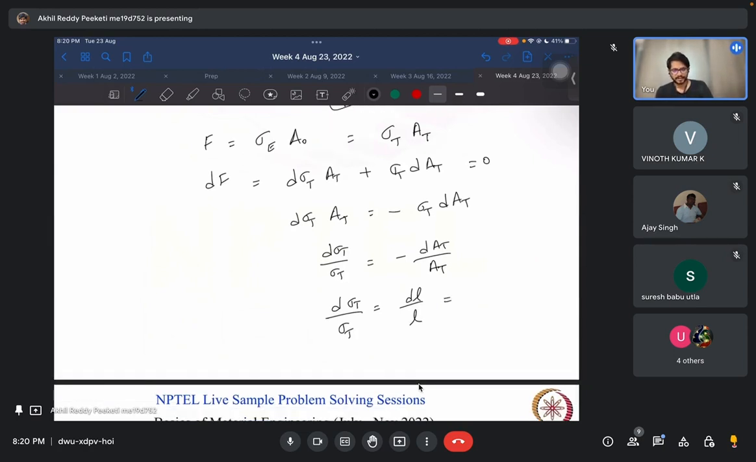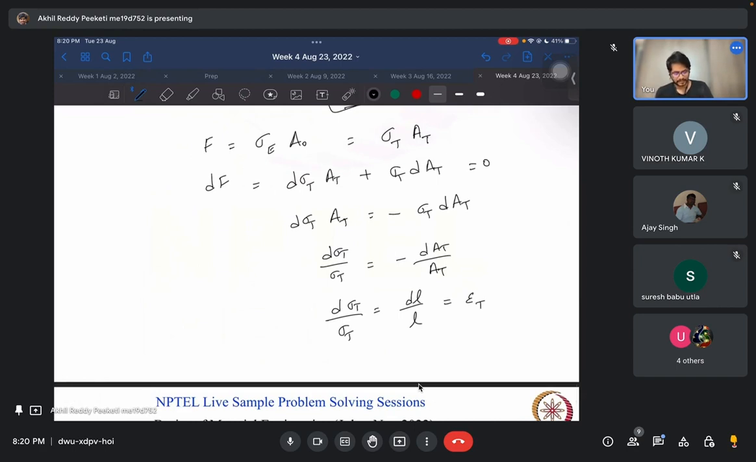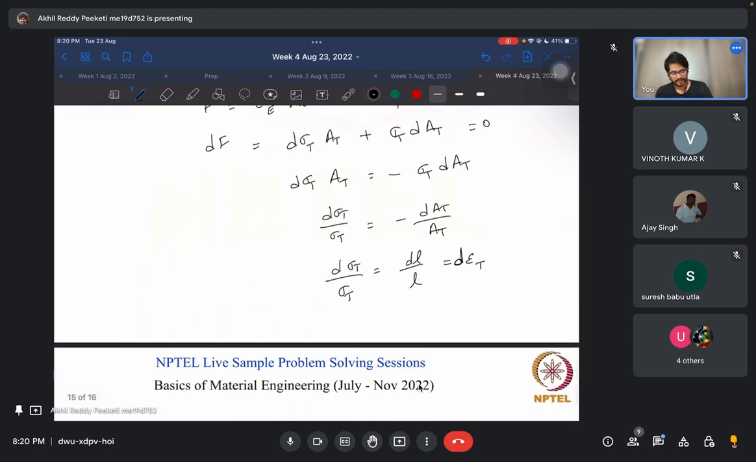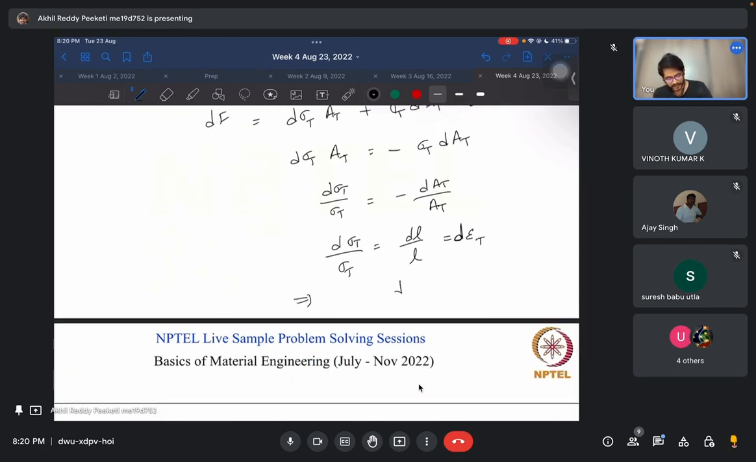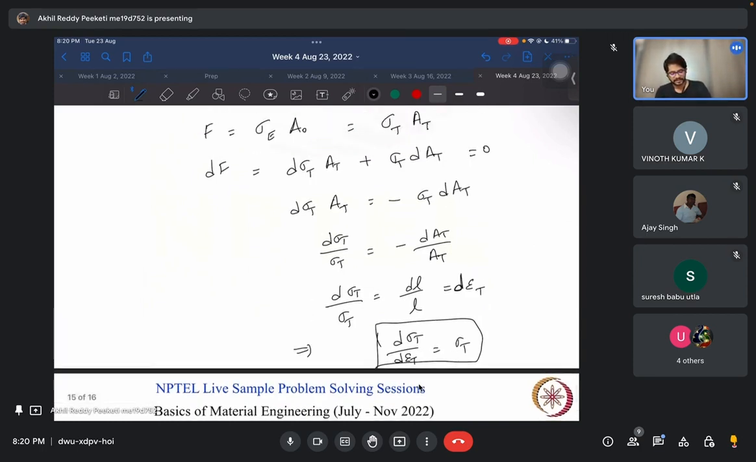Now what is this dL by L? What is this relation? d epsilon in terms of true strain. So what is this? d sigma_t by d epsilon_t is sigma_t. So at the region of necking, so this is still necking, so that is why you can still use this. Till necking you can use this. So because we are at the point of necking, I am using that. So that means the slope of true stress strain graph at ultimate tensile strength is actually equal to the true stress.